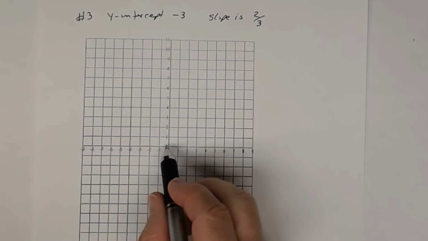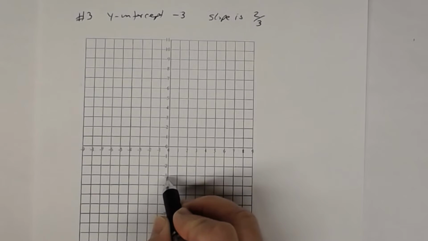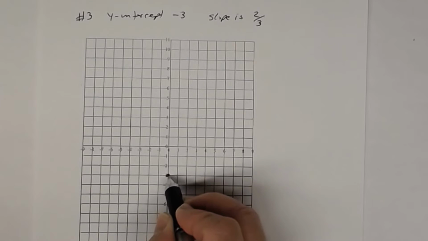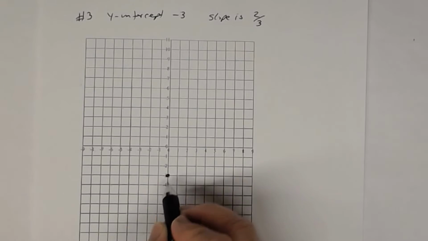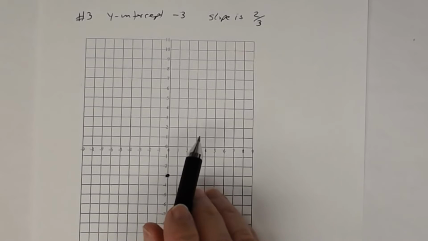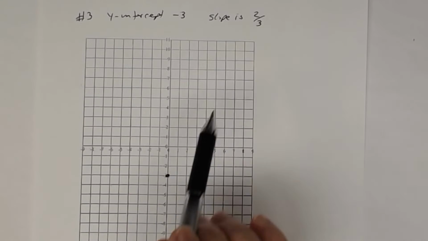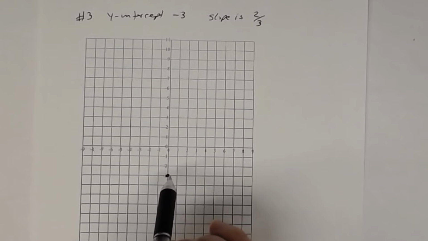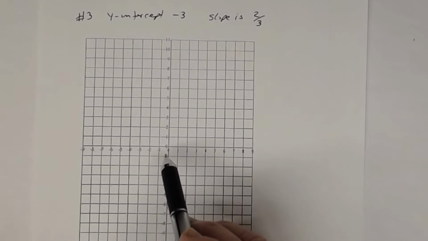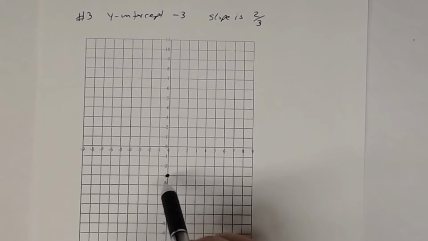So let's go ahead and put a dot at negative 3. So here's where negative 3 is. Let's put a dot on negative 3 on the y-axis. So there's one of my points. Now remember, to find the other point, you're going to use the slope. And always start at the point you know. Some students make a mistake and they start at the origin. That's not true. Okay, you start at that point that you know.